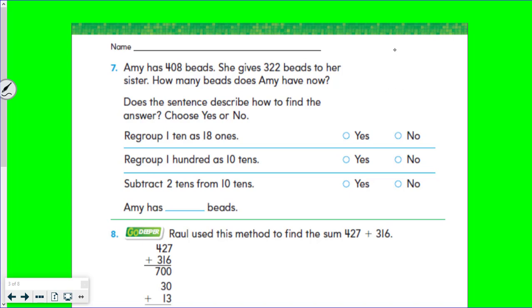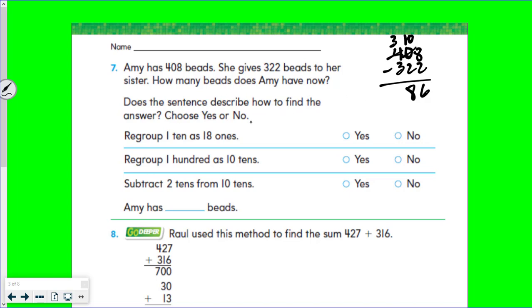All right, so let's check your work. So 408 minus 322. So that's 6. We got to regroup. 10 take away 2 is 8, and that's 0. So 86. 86. That's how many she has now.